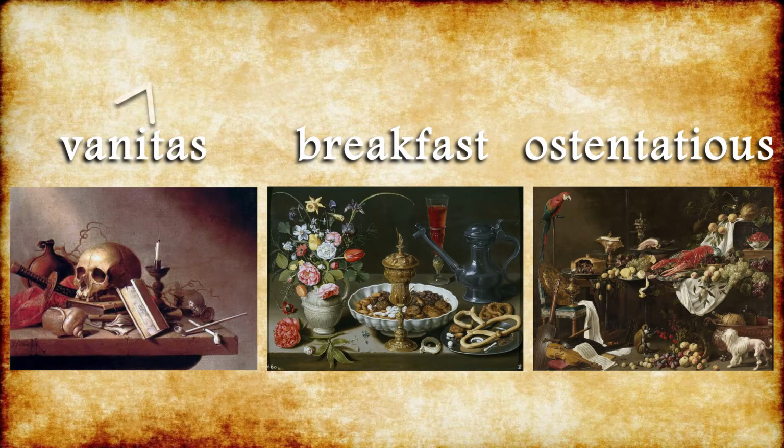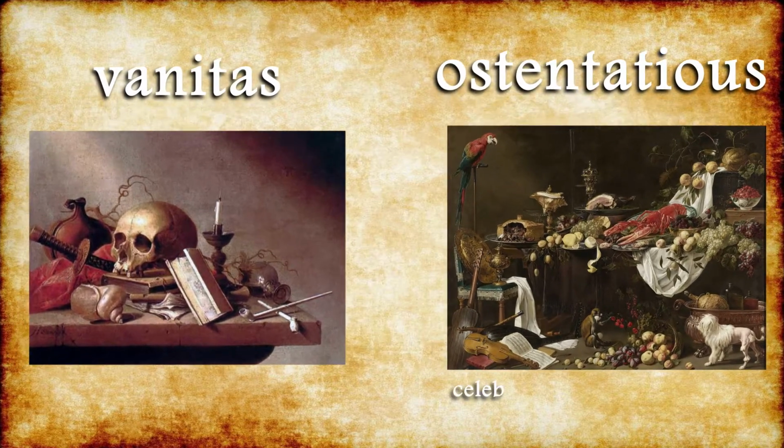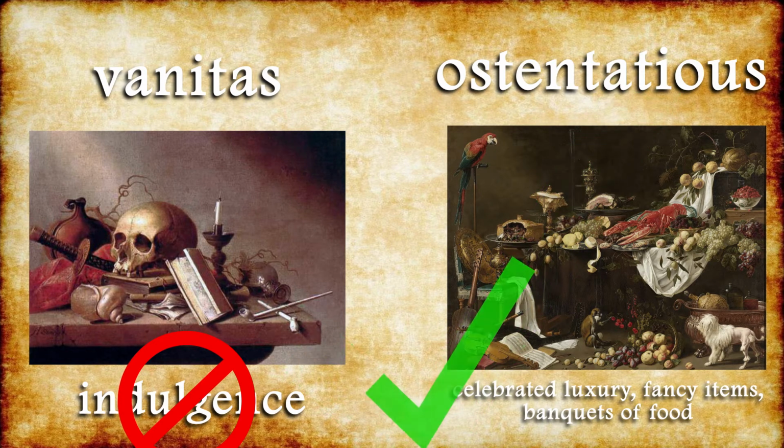Not quite. Vanitas evolved from earlier still life trends such as ontbijt, or breakfast pieces, which were warnings against gluttony, and even earlier pronkstilleven, or ostentatious paintings, which were the exact opposite of Vanitas. They celebrated representations of luxuries, fanciful items, and banquets of food. Instead of a warning against indulgence, they were painted entirely for pleasure.